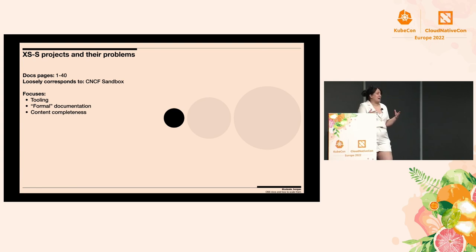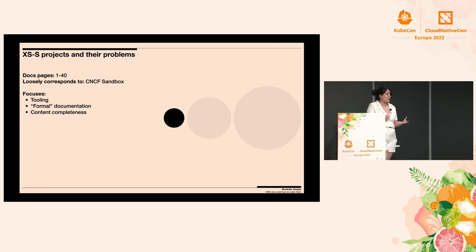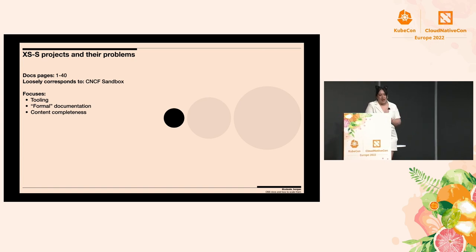Typically, what I would say a small project is, they've got maybe 1 to 40 pages of documentation, and 40 pages can actually get on the big side of things. This loosely corresponds to the CNCF sandbox, if not CNCF incubating as well, depending on the project.